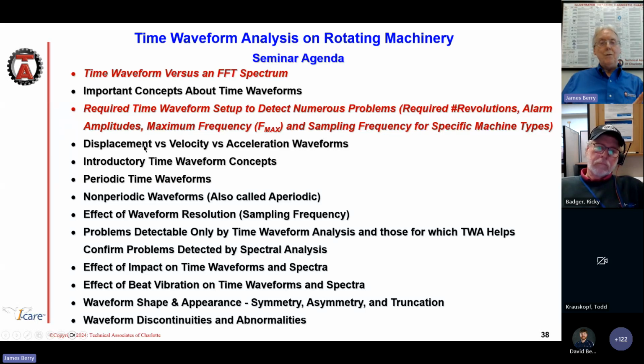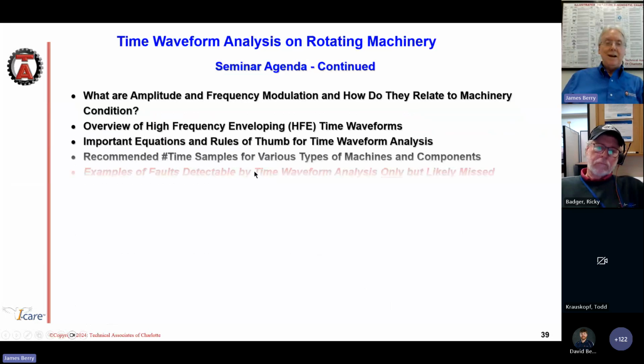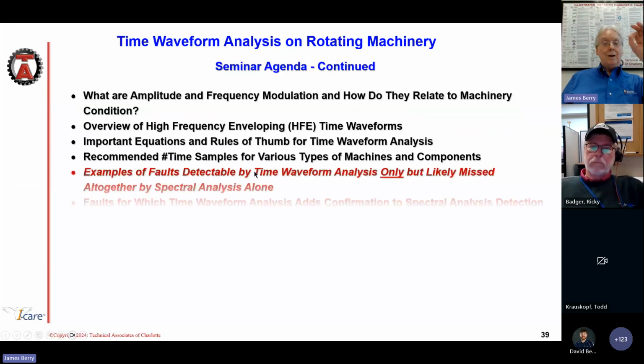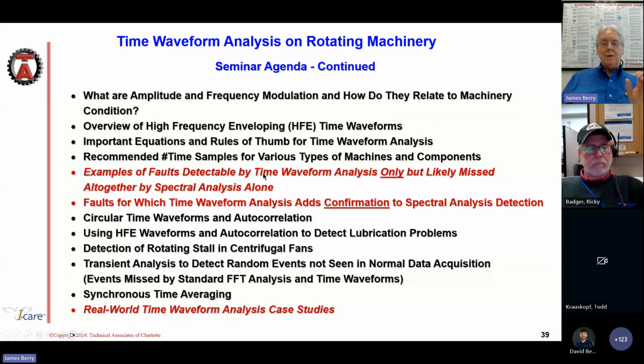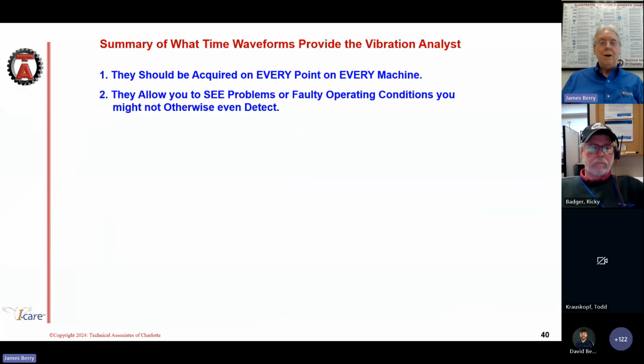Then we'll look at a lot of things that you see in front of you now, all right? We also look very closely at the examples of the faults that are detectable by time waveform analysis. Each and every one of them is covered. And we look at the setups. We look at real world case studies. It's just populated, as all our seminars are. For the last 40 years we've been doing vibration analysis, and we've kept our information current.